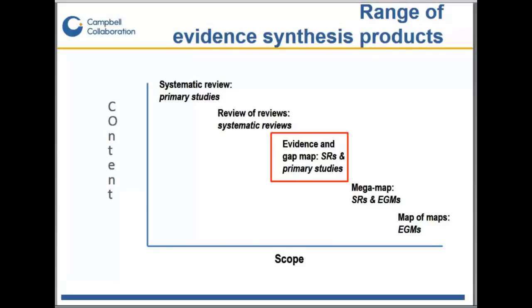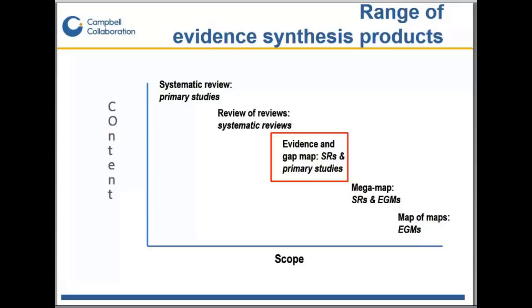Next along the chain, evidence and gap maps, which we're going to be talking about today. Evidence and gap maps present what evidence is available in both systematic reviews, that's SR, and primary studies. Next along the line is a mega map, which we're going to meet later on, which only shows other reviews and other maps. And finally, a map of maps, which we'll also be meeting later on, that only shows other maps.